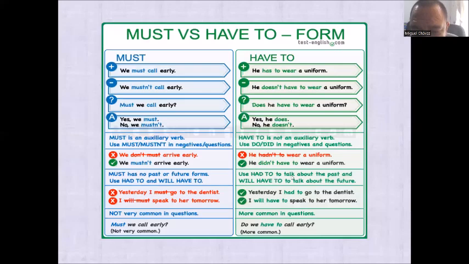Use had to talk about the past and will have to talk about the future. Yesterday, I had to go to the dentist. Remember that had is an irregular verb. That's why we have to change the form to had. I will have to speak to her tomorrow. And don't forget that will is the auxiliary verb for future tense.